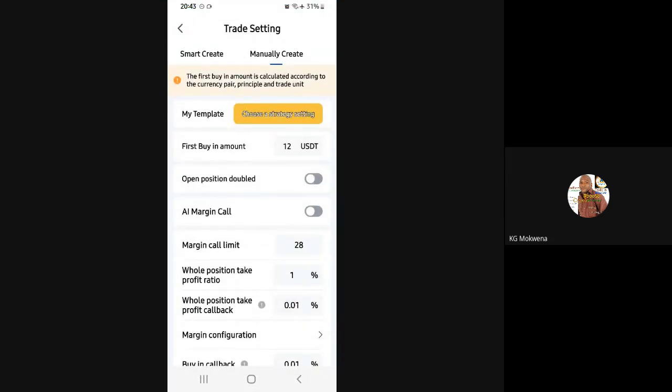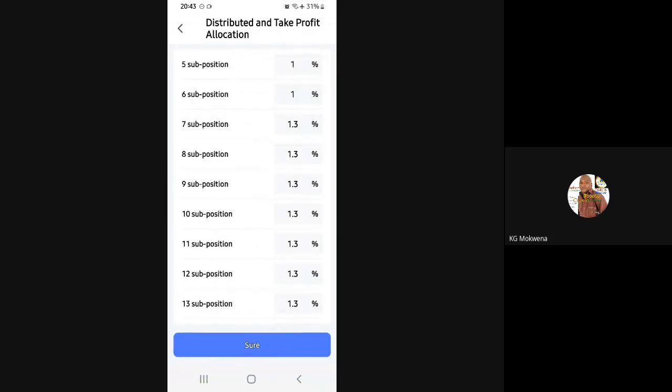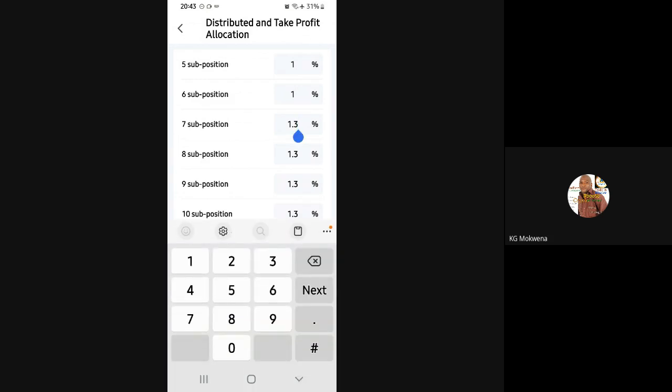Go down. You will see something there. Yes, click on distributed and take profit allocation. So something good will happen there. Click there. Yes, business partners, what we want there, everywhere, please put 1% everywhere. You say 1.3, get rid of it. This is the robot that will be trading for you, business partners.